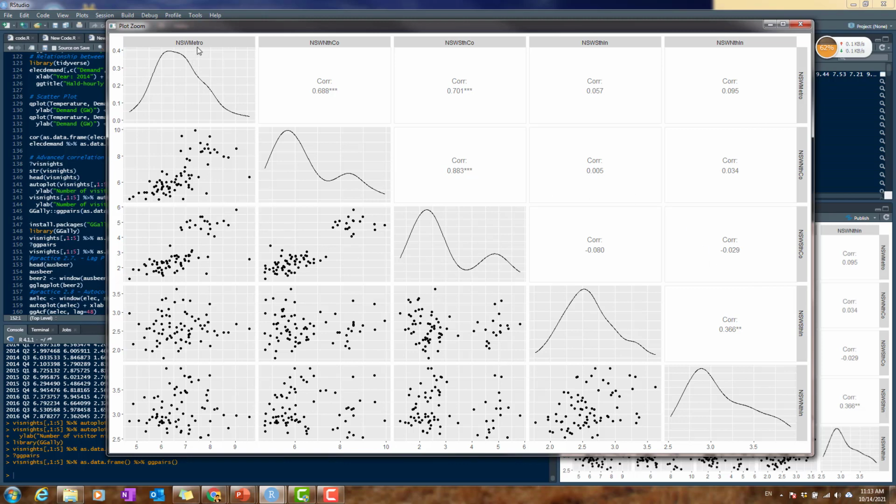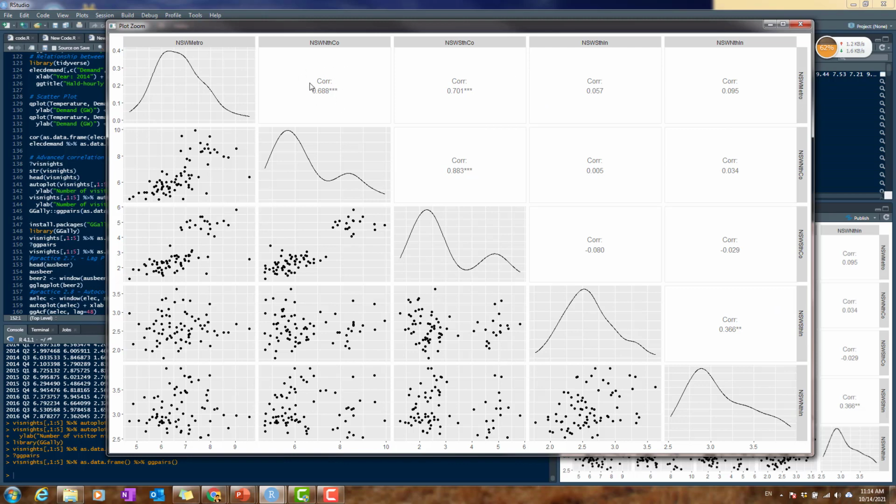And for the rest, in the other side of the triangle, the top triangle of the graph, you can see this is the scatter plot between, for example, New South Wales Metro and New South Wales Coast. And you can see over here that we have a positive relationship between them. Do they look the same? Do they really make sense? For example, Metro and the North Coast. This would be the Metro and North Coast.